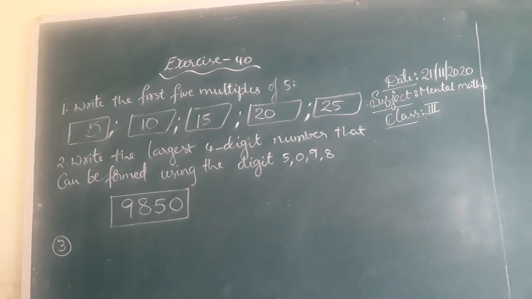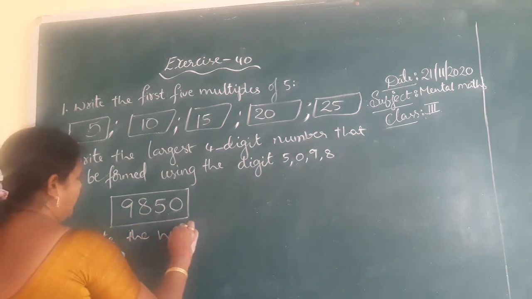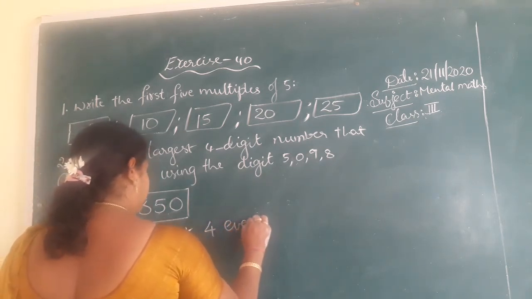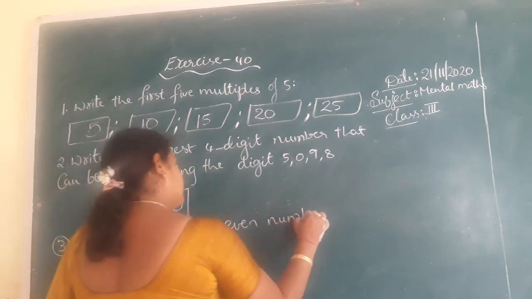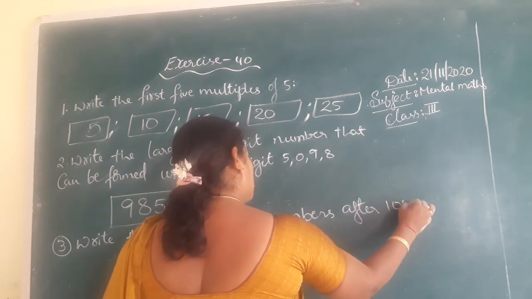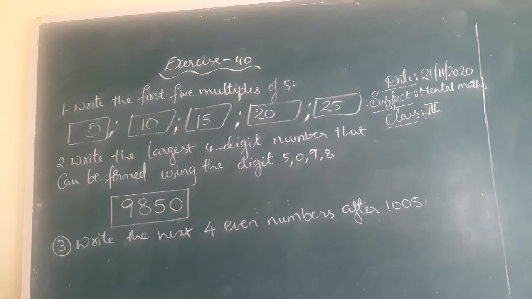Write the next 4 even numbers after 1005. Write the next 4 even numbers after 1005. After 1005, what type of even numbers will come? Next 4 even numbers after 1005. Okay, right. After 1005, what even number will come?